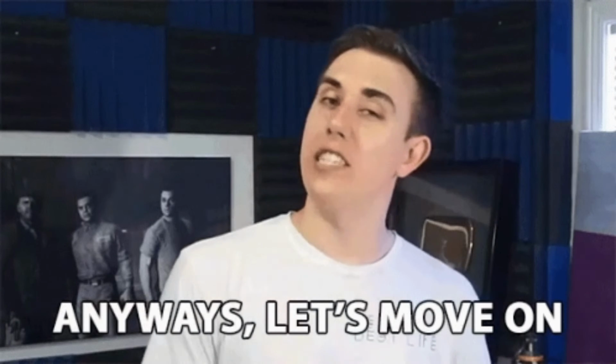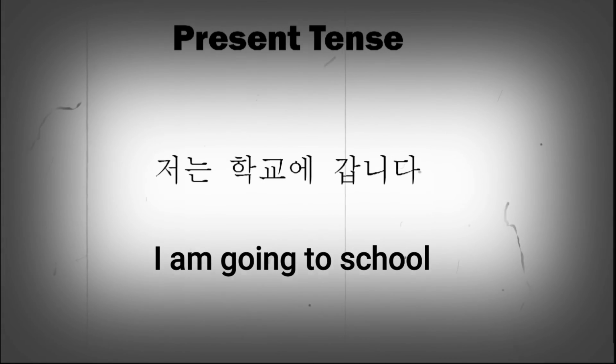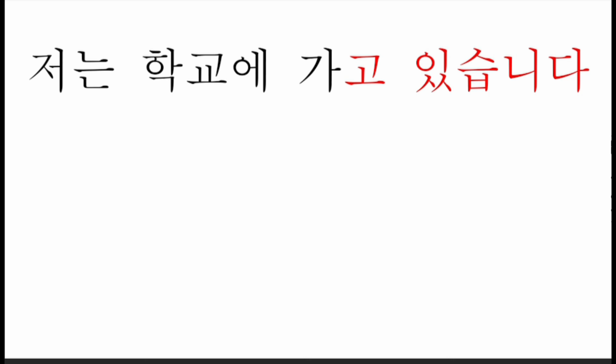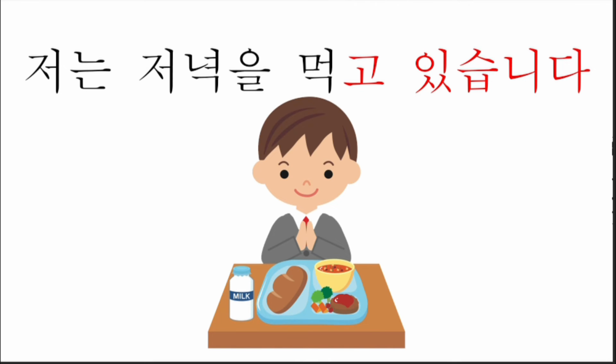Now let's move on to the present continuous tense. Earlier we have seen that the present simple tense is also used to indicate present continuous tense sometimes. However, present continuous tense has its own marker as well, which is 고 있습니다. Let's make some sentences using that. 저는 학교에 가고 있습니다. I'm going to school. 저는 저녁을 먹고 있습니다. I'm having my dinner.